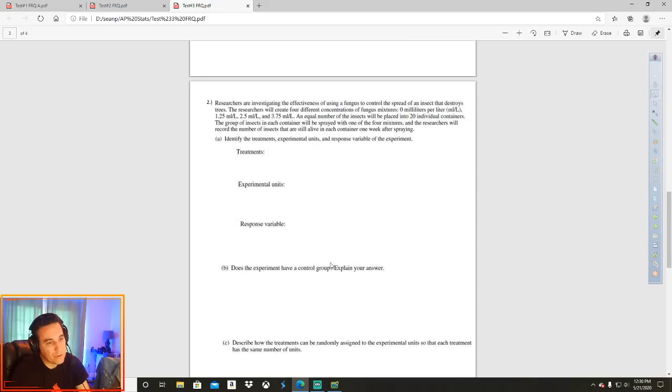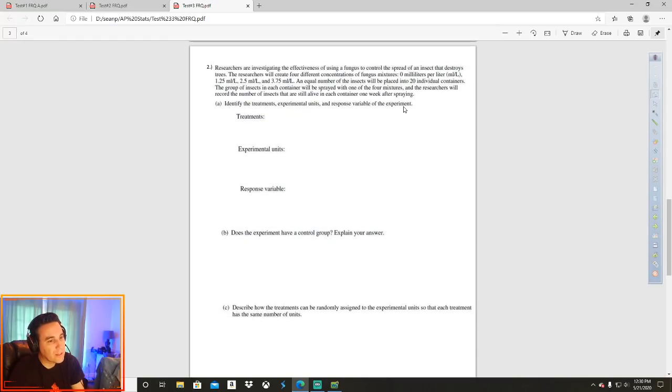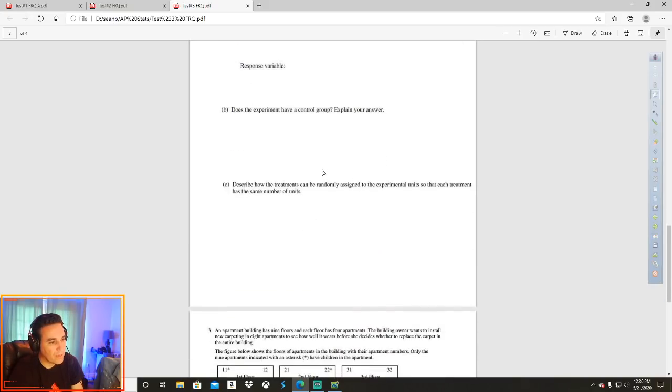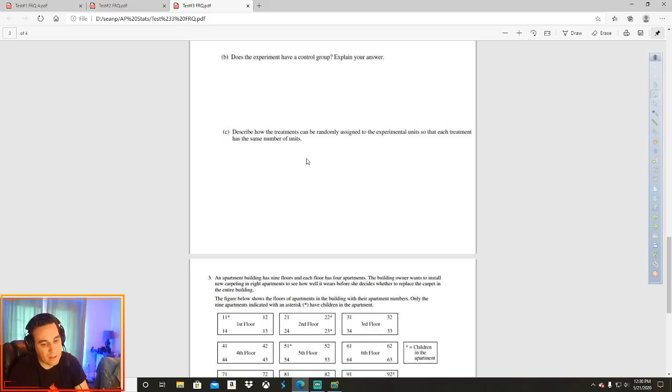First you'd say you numbered all the containers 1 to 20. Then you could say that you put all the numbers in a hat. You shook the hat, and you take out 5, right? I would take out 5 numbers, and those 5 numbers would all get 0. And then I shake that and take out 5 more, 1.25. Take out 5 more, 2.5, and then the last 5 left in the hat are going to get 3.75. So you just describe how you do it. A lot of times I just use the hat.